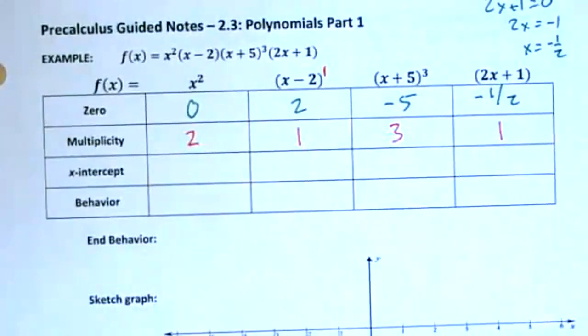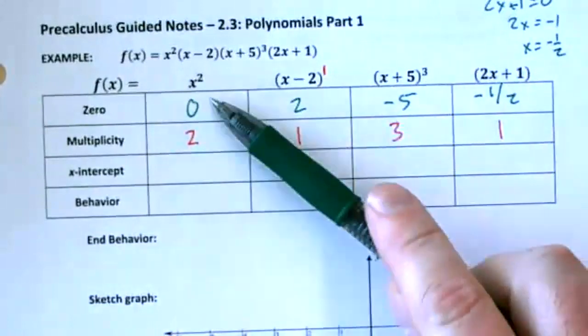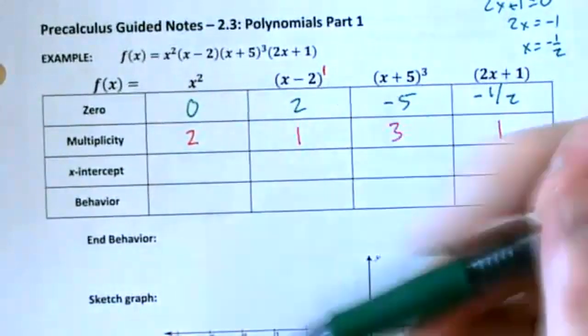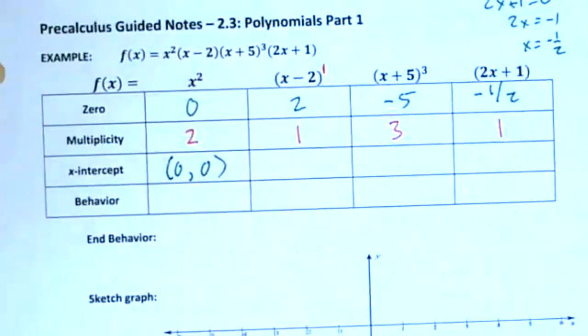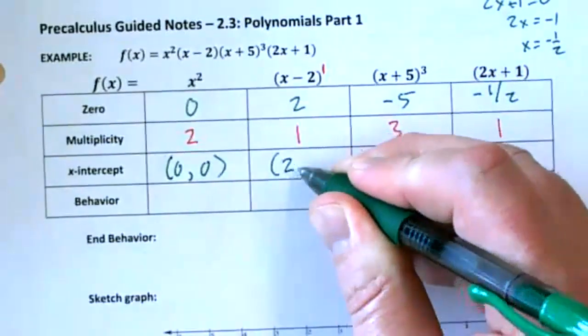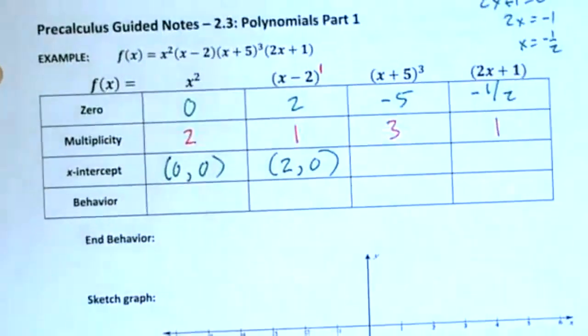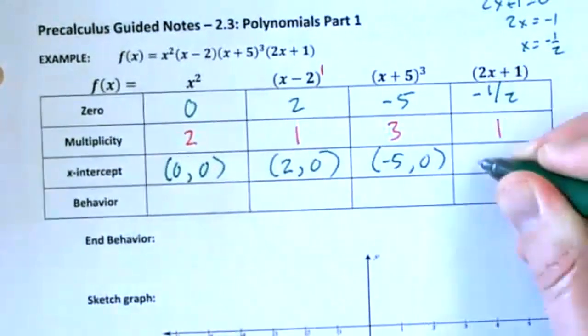All of our zeros are real, which means we're going to get an x-intercept for each of these. The only difference between a 0 and an x-intercept is an x-intercept is a point. So when we write it, we need to write it as a point. 0, 0. If the 0 is 2, then you're going to have an x-intercept of 2, 0. So just change all those zeros into points and fill in that row if you haven't already.